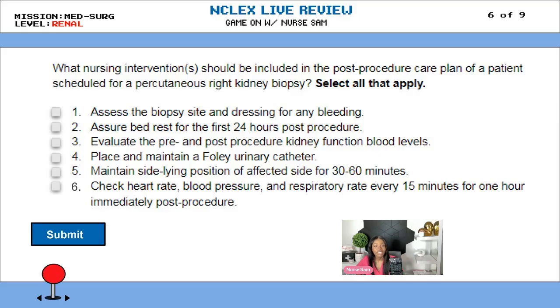This reads, what nursing intervention should be included in the post-procedure care plan of a patient scheduled for a percutaneous right kidney biopsy? Select all that apply. All right, is it 1, assess the biopsy site and dressing for any bleeding? 2, assure bed rest for the first 24 hours post-procedure. 3, evaluate the pre- and post-procedure kidney function blood levels. 4, place and maintain a Foley urinary catheter. 5, maintain sideline position of affected side for 30 to 60 minutes. And or 6, check heart rate, blood pressure, and respiratory rate every 15 minutes for 1 hour immediately post-procedure.